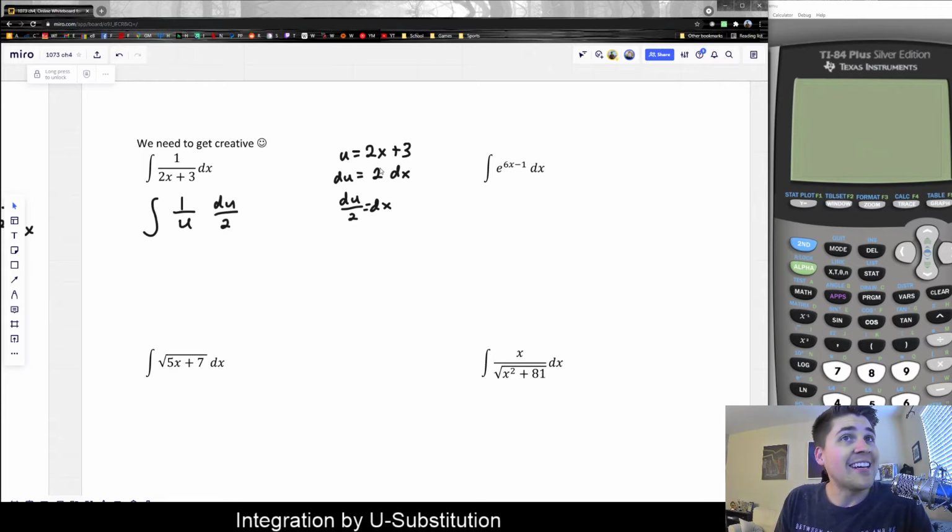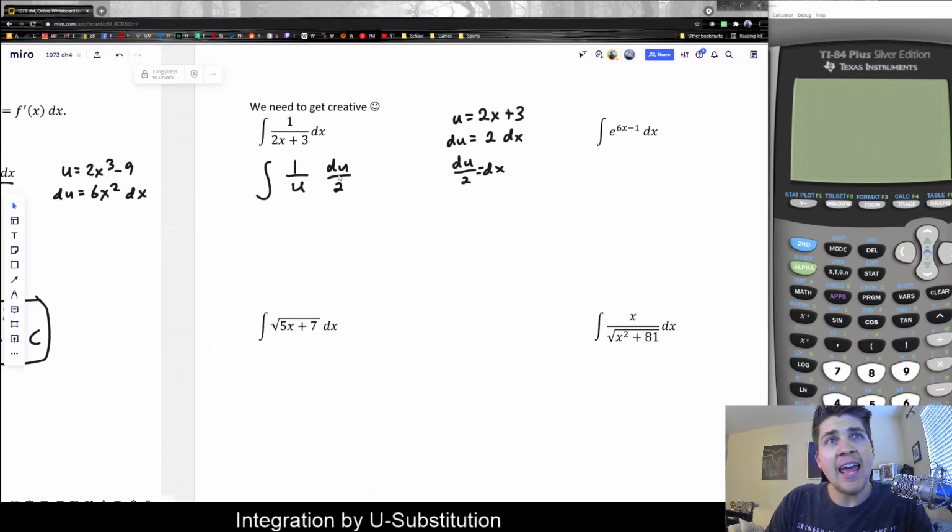And now my entire integral is changed to terms of u. And like we did in the very first video, du divided by 2, that's just equal to 1/2 du. And we could pull that 1/2 through the integral symbol, which would leave us with 1/2 antiderivative of 1 over u with respect to u. And now that we have it as one of our base forms, we know the antiderivative of 1 divided by u is just the natural log of u.